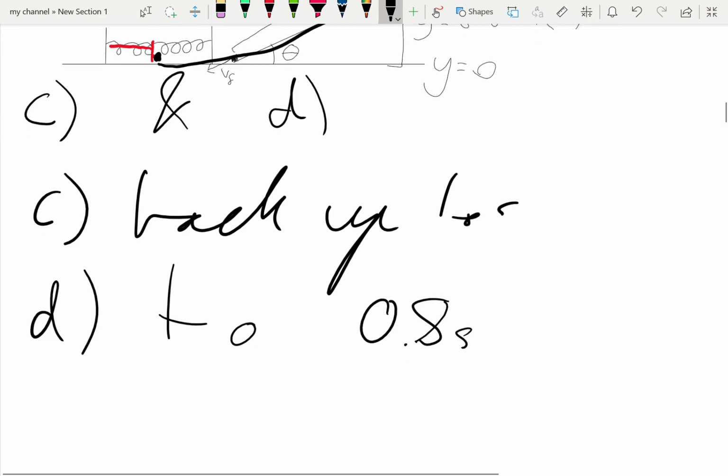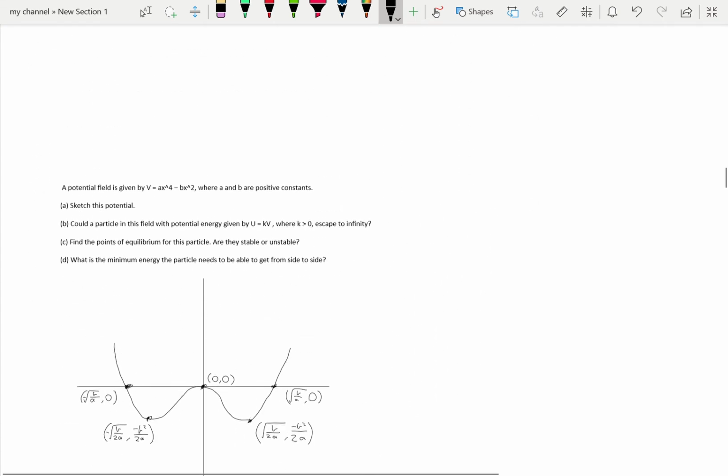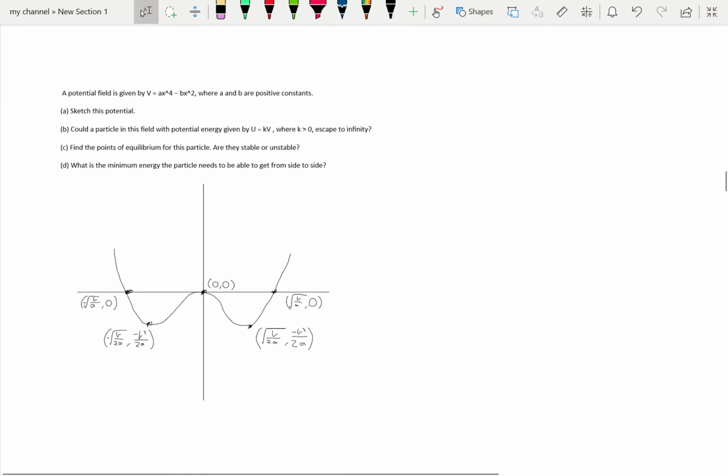Okay, now we'll move on to question 3. Parts A and C I've already done. Sketch this potential and find points of equilibrium of this particle. Are they stable or unstable?